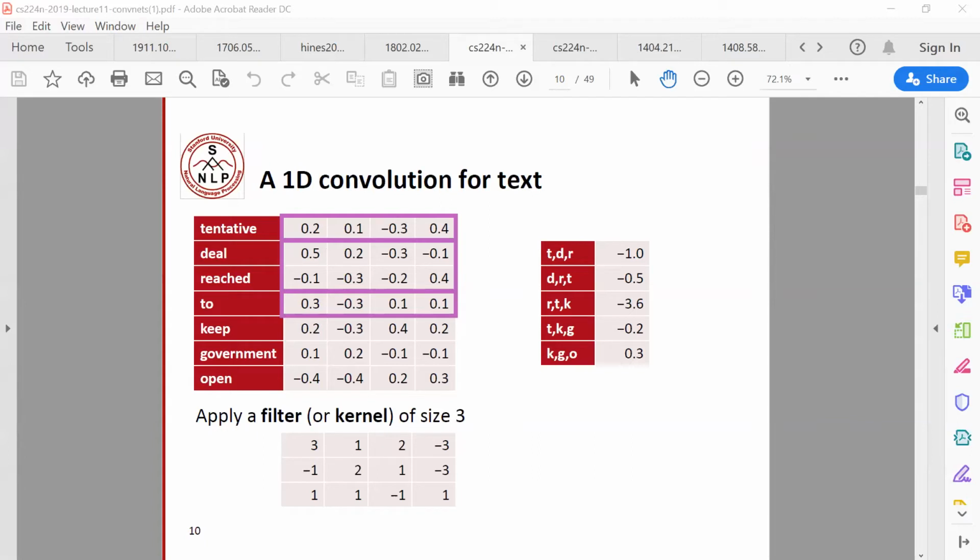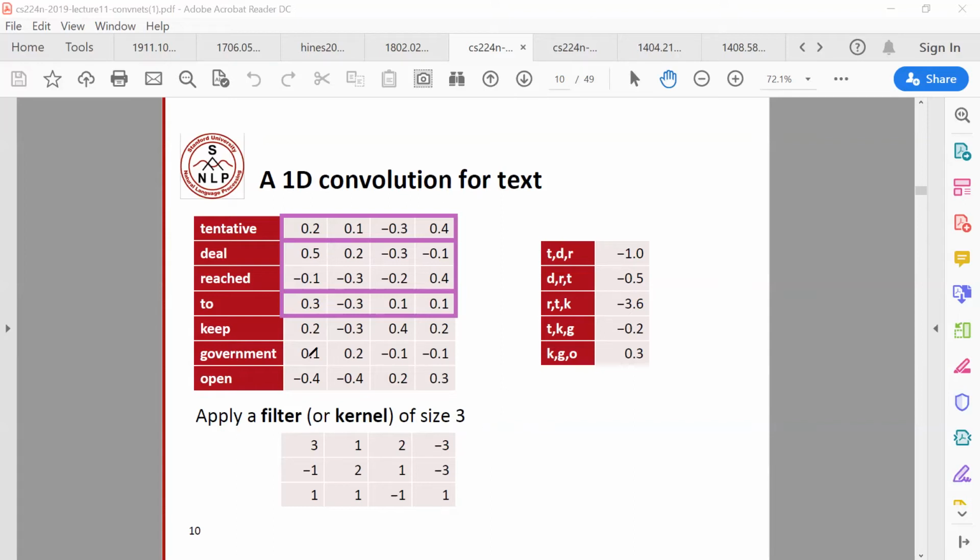Joseph, I have a quick question. Does the filter have to be always as long as the word vector dimension then? Yes. So if my word vector is 300, the kernel will also be 300 numbers long. Yeah, it's a one-dimensional convolution. So this dimension is already fixed by the dimension of your word vector.